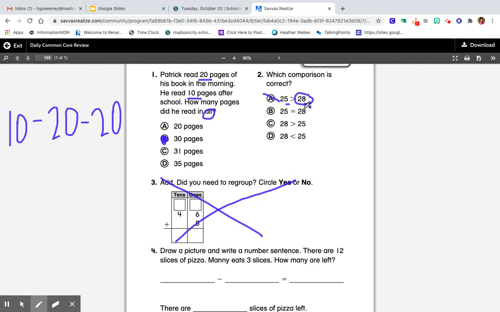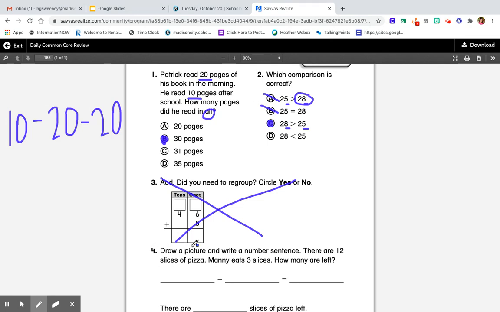25 equals 28. No, they both have a 2 in the tens place, but there's a 5 here in the ones and an 8 here in the ones. That's not the same number. So it's not B. 28 is greater than 25. Well, we know that's right because we already just said that up at A. They both have a 2 in the tens place, so we look to the ones. 8 ones, 5 ones. Well, I would rather have 8 ones than 5. So 28 is the greater number, and they're eating 28. So C. 28 is greater than 25. All right, skip number 3.